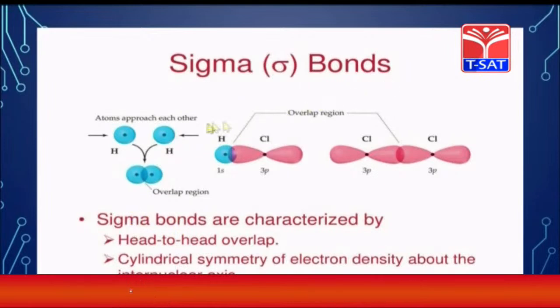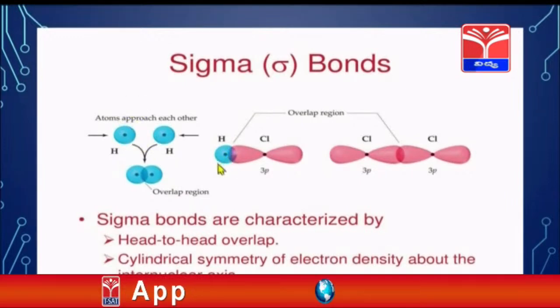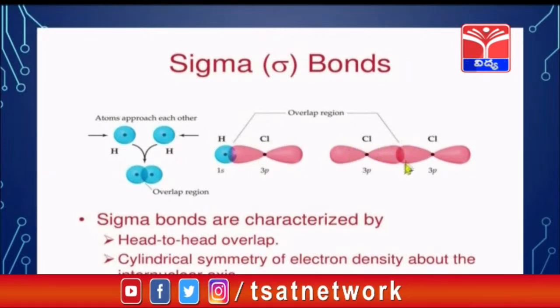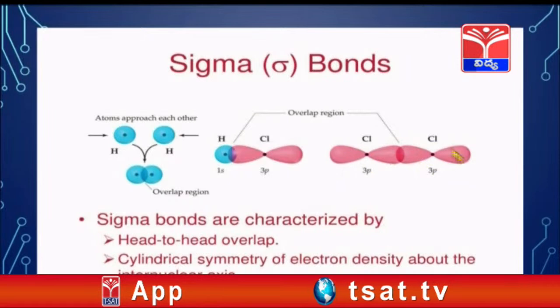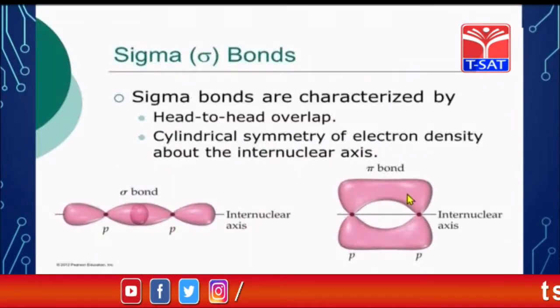So how is the sigma bond formed? It can be formed when two s orbitals overlap with each other. This type of sigma bond is called a sigma s-s bond. And when one s orbital overlaps with a p orbital, we say a sigma bond is formed due to s-p overlap. Now in this case, you can see that a sigma bond is formed due to the overlapping of one p orbital with another p orbital along the internuclear axis, and so we say that this is a sigma p-p bond. So sigma bonds are characterized by head-to-head overlap.